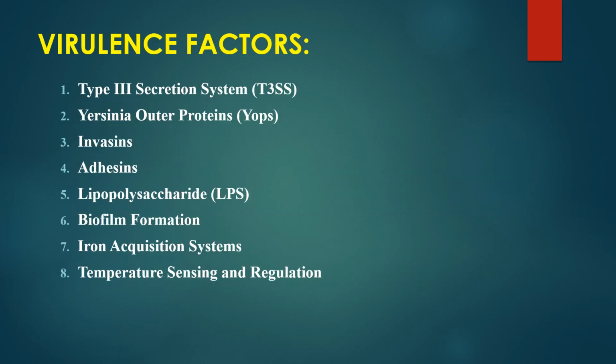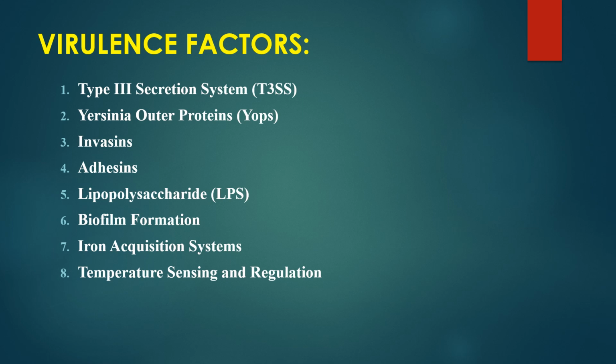Virulence factors. Type 3 secretion system. This system allows the bacteria to inject proteins directly into the host cells. Yersinia outer proteins play a crucial role in the ability of Yersinia to survive and multiply within host cells. Invasins allow it to establish an infection. Adhesins establish a foothold and initiate the infection process.